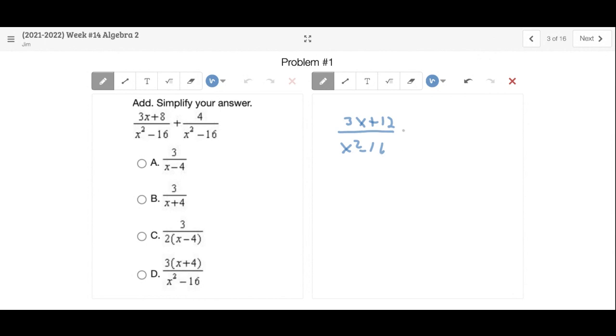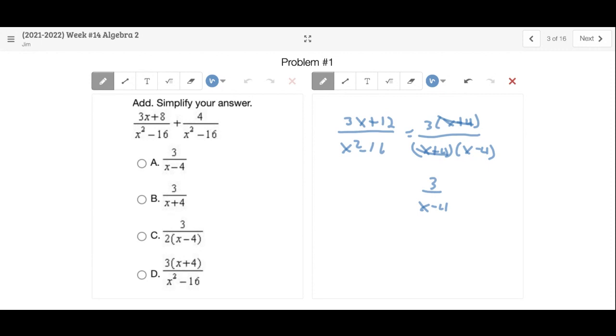Now, let's factor. I'm going to factor out a 3 here, so that gives me x plus 4. And I'm going to factor the bottom: x plus 4, x minus 4. Uh-oh, those factoring skills are going to come in handy. That crosses off, so my answer should just be 3 over x minus 4. Boom. Love it.